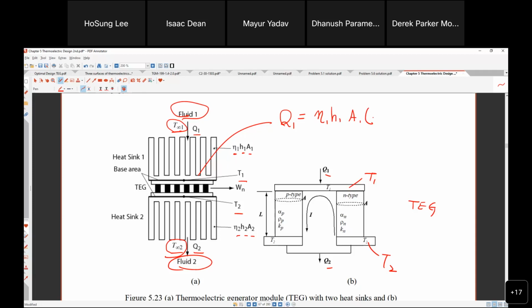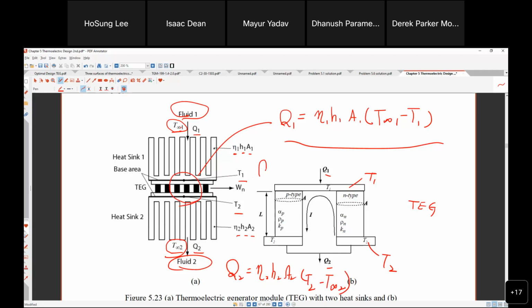high, suppose this is high, TEZ and T1. So this is the heat sink. Here, Q2 is at heat sink efficiency H2, A2. Now, T2 minus T infinity 2. And then we have here thermoelectric. Okay. Again, we might have QH and Q2.